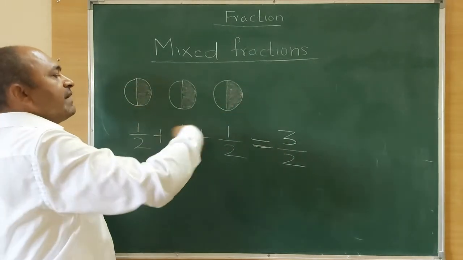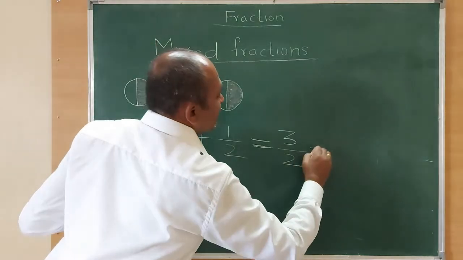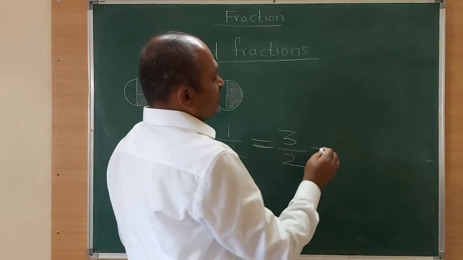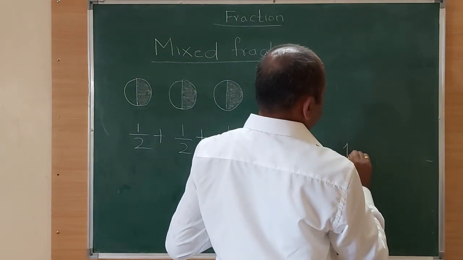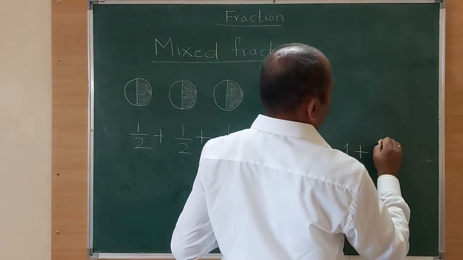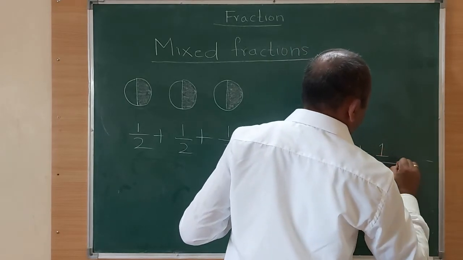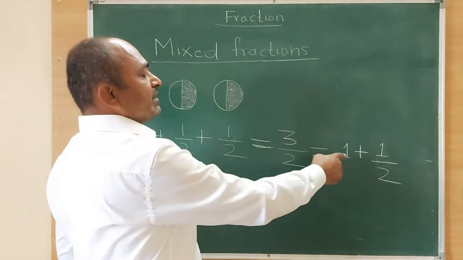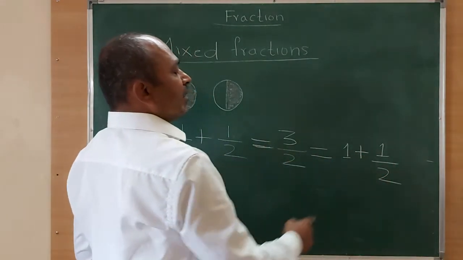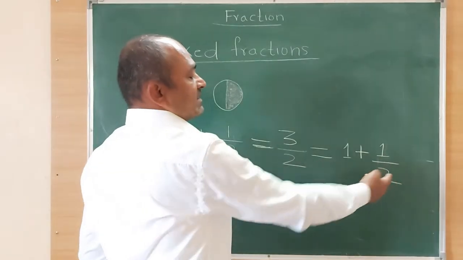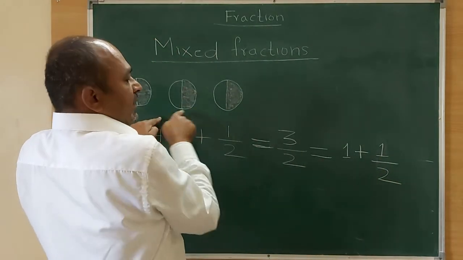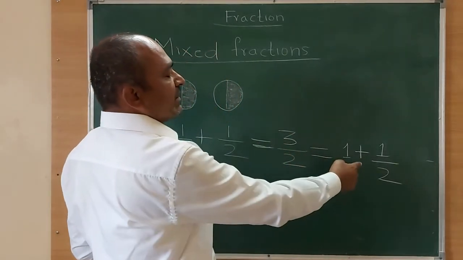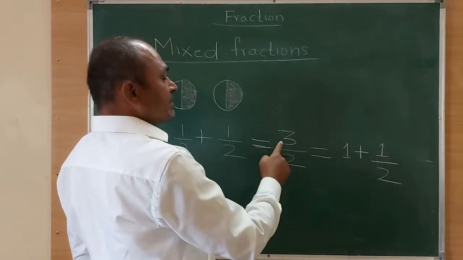We know that half plus half means 1, and plus half means 1 and half. So the value of 3 upon 2 can also be written as 1 plus 1 upon 2. 1 plus half. So 3 upon 2 can be written as 1 plus 1 upon 2.